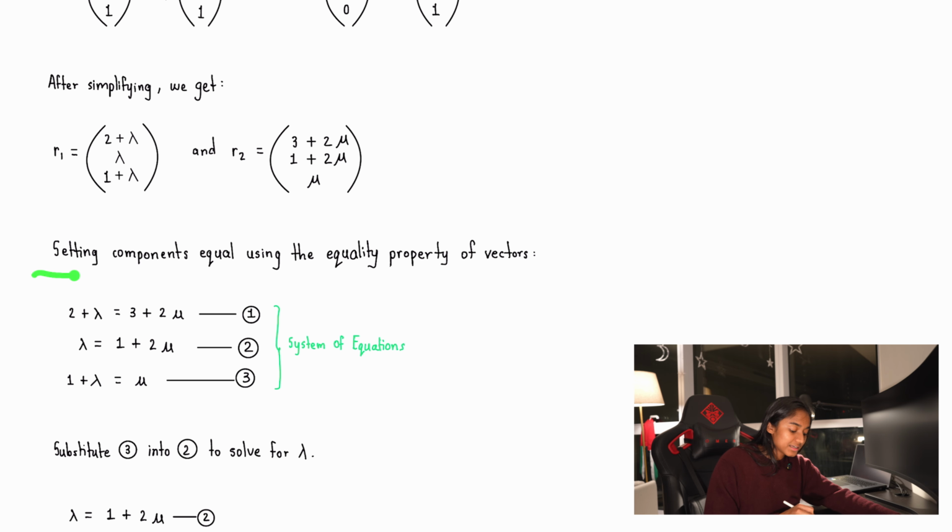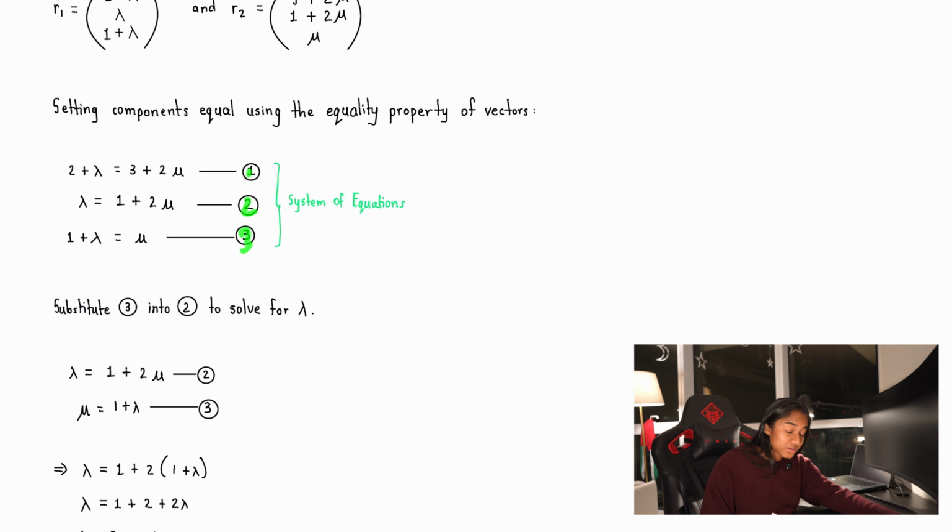Then we're going to set the components equal to each other using the equality property. Remember how I told you that would come in useful. So we're going to let these be equal to each other. So this would be equal to this, this equal to this, and this equal to this. And this would become our system of equations. So we have equation 1, 2, and 3. Then we're going to take two of them, all right? So let's substitute 3 into 2.